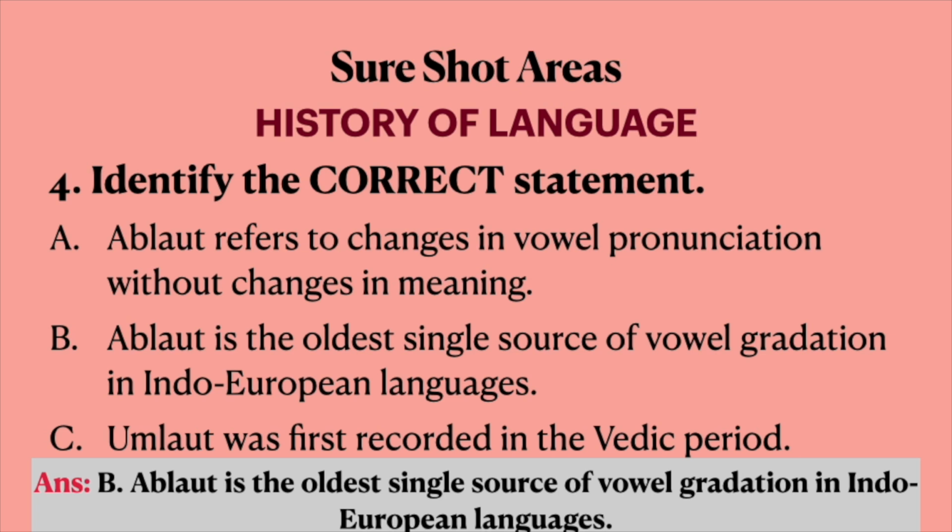Let me explain what is ablaut first. All of you know that English language is inflectional. What do you mean by inflectional language? That means some of the words of the language change completely depending on the way they are used in a sentence. For example, man in the plural becomes men. Sing in the past tense became sang.